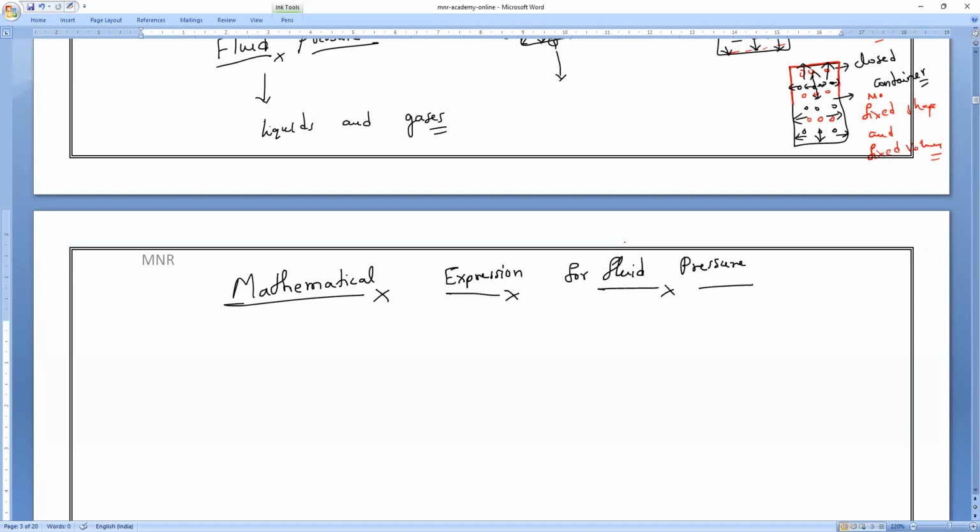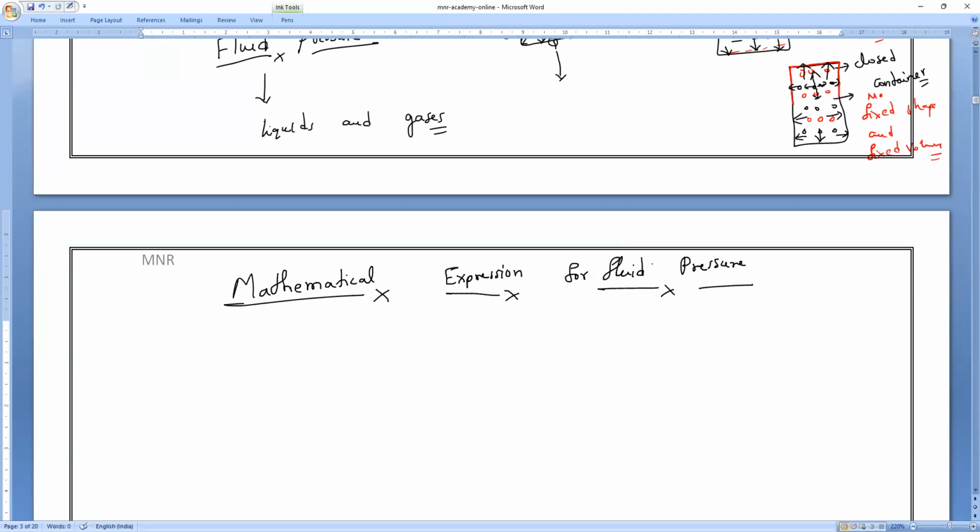So write it. Definition: the pressure exerted by a fluid, that is, by liquids and gases, is known as fluid pressure.